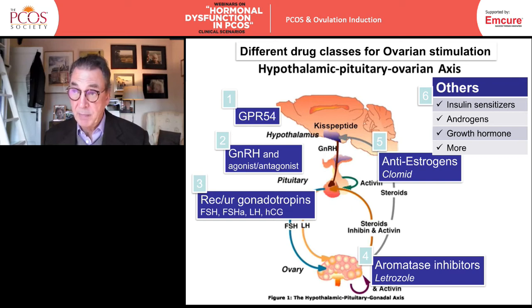And what this compound does, it reduces aromatase activity. In other words, it reduces the conversion by granulosa cells from androgens to estrogens, and therefore with aromatase inhibitors you have less estrogen, less negative feedback, and therefore you stimulate the system. Then of course the more classical interference with steroid feedback is the anti-estrogens clomiphene citrate, but there's an increasing number of other compounds, insulin sensitizers, androgens, growth hormone, more in the ART area, but also it's being used in the context of ovulation induction.